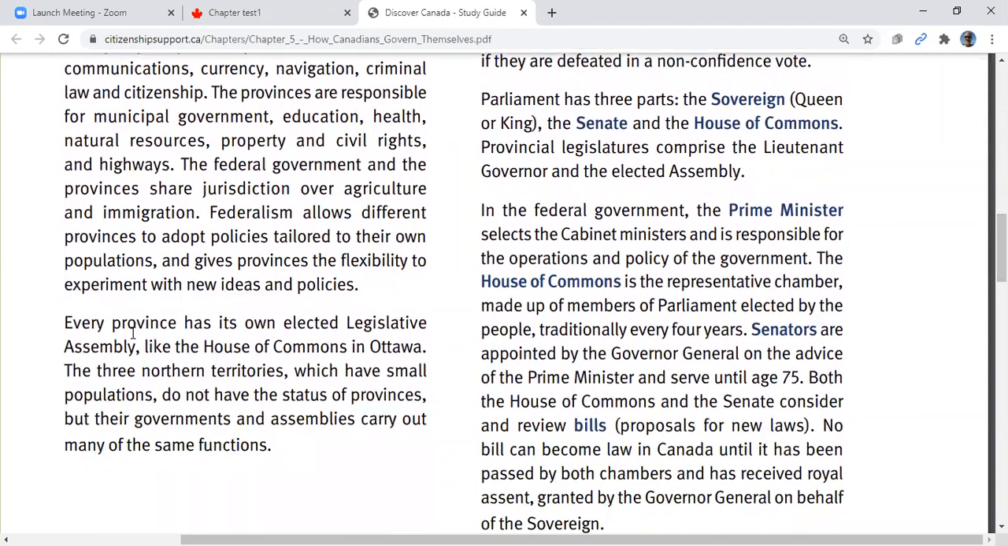Okay, let's see. Ghazal, would you like to do this one here where it says every province? Would you like to do that one, please? Yes, Brian.